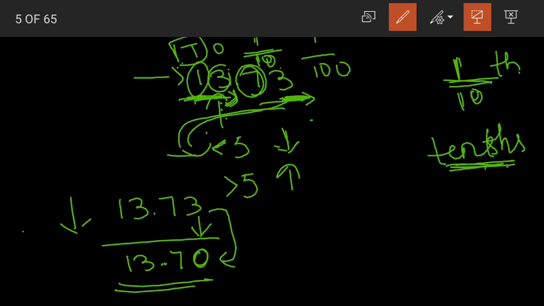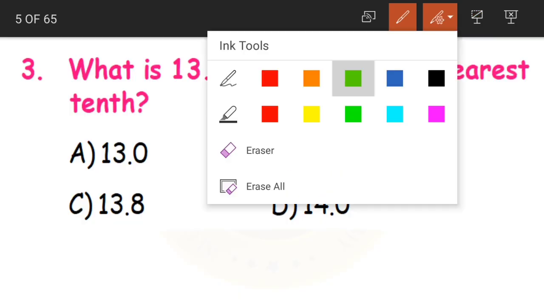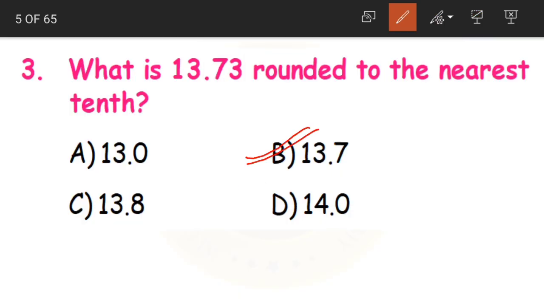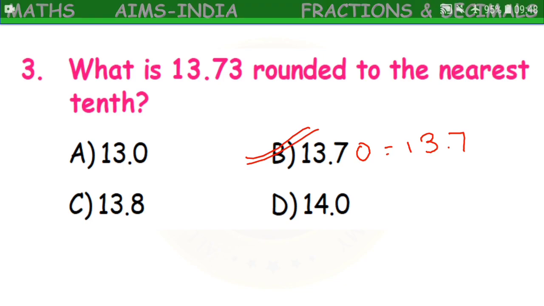Yes, there we looked at the digit in ones place and then rounded off. In the same way, to round off the given number to the nearest tenths, we look at the digit in 1/100th place. As it is less than 5, we round it down. The answer is 13.70. That is option B. 13.70 is nothing but 13.7. Yes, so option B becomes our correct answer.